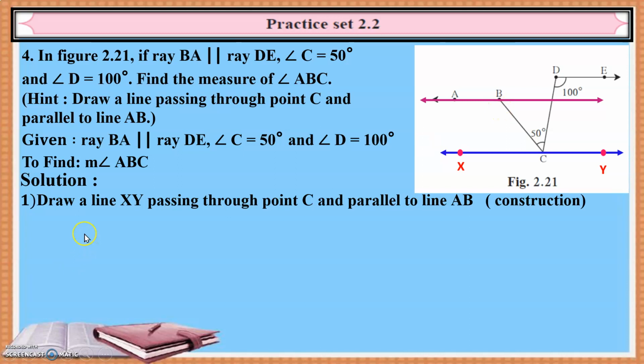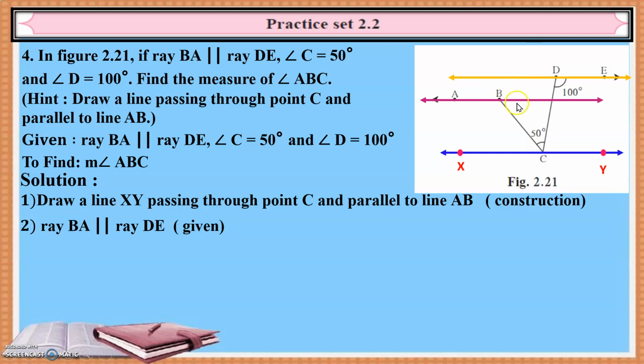Now what is given in the question, student? What else is given? That is ray BA is parallel to ray DE. Now ray BA is a part of line AB. So we will be referring to ray AB now as line AB because rays are subsets of lines. So ray BA is parallel to ray DE. That's why I have taken line here, because a ray is a subset of a line.